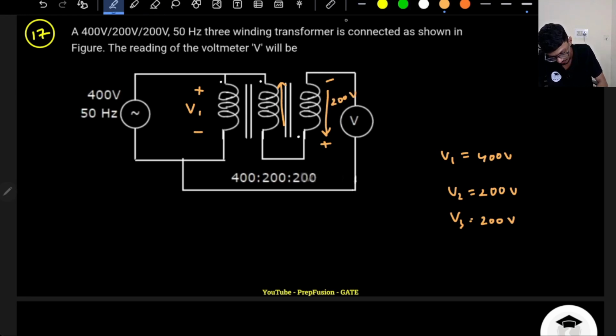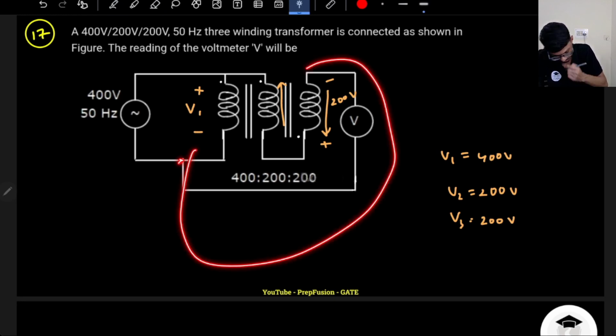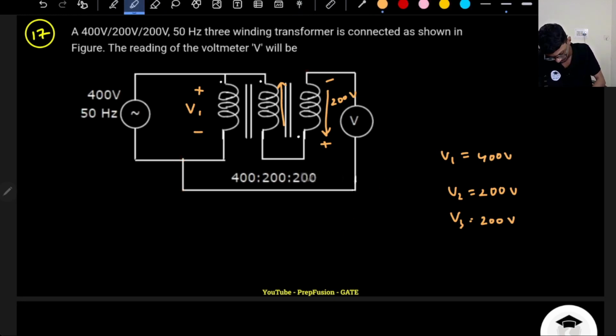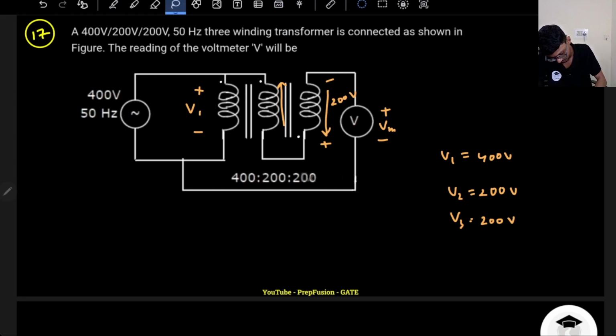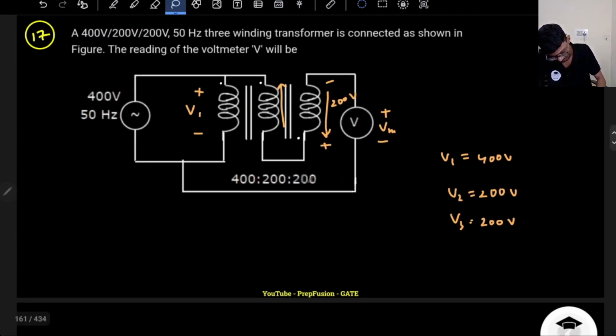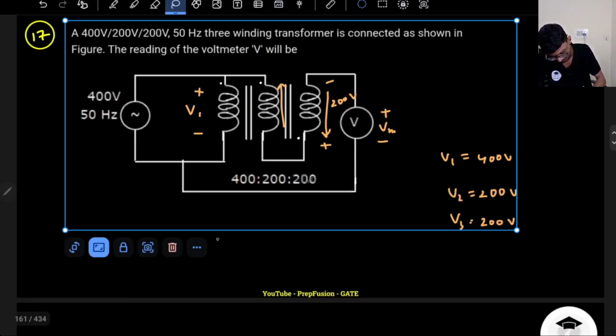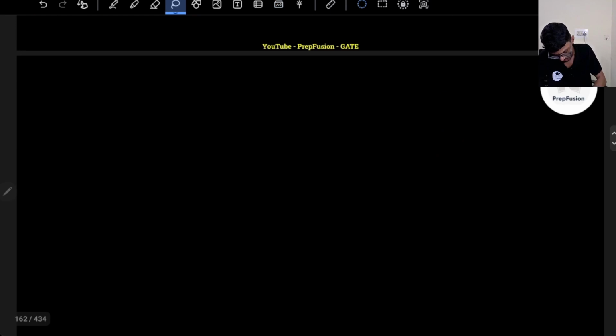Okay, and I have to measure the voltage between these two points. So let me write down the points. Let me do one thing. Let me just simply do a KVL. So this is the voltmeter reading. Let's assume this is the voltmeter reading Vm. Okay, so I will apply a simple KVL. I will follow a loop. So I will copy this diagram. I will copy this whole thing, as I don't want to mess up the actual question.